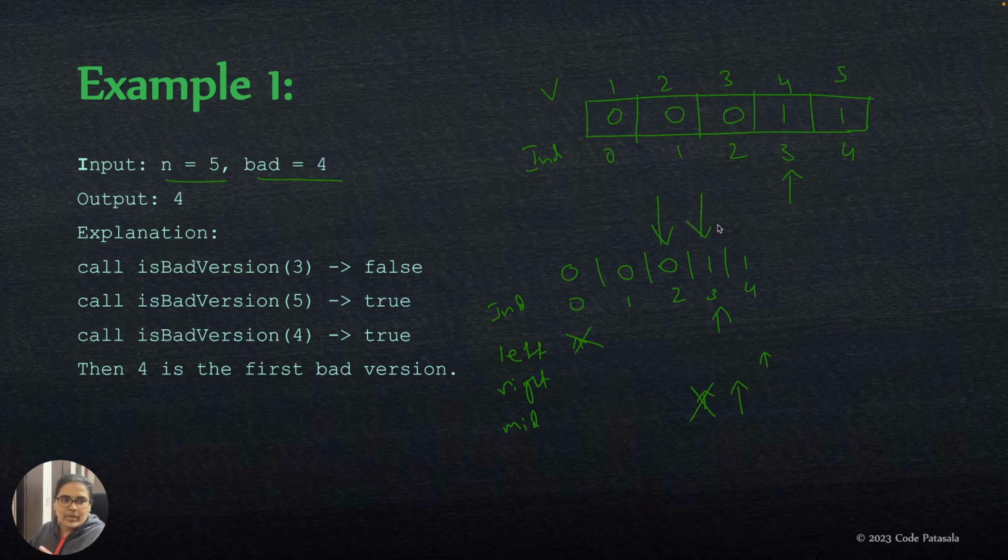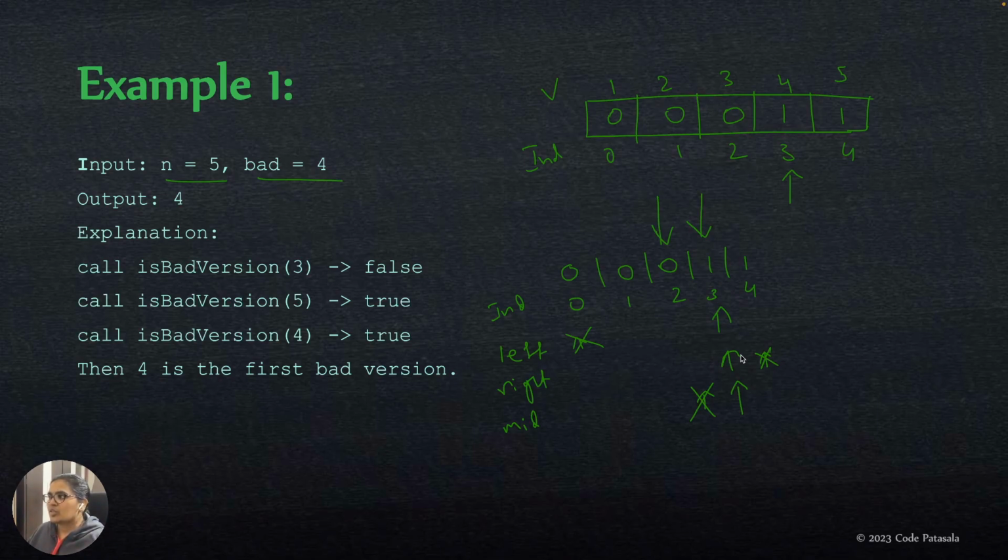Now we have to adjust right. This can either be the first bad version or one of the bad versions, so the right should come to mid now. In the next iteration, right will come to mid.